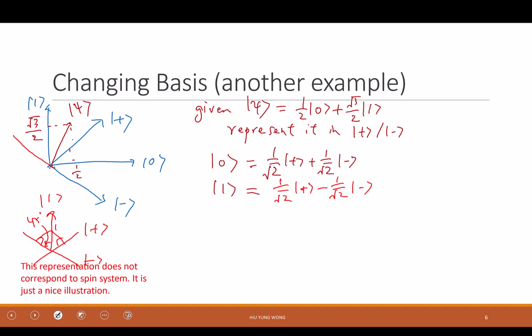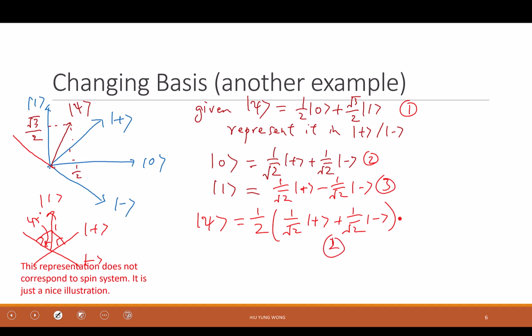So with this, then I can do substitution. Psi equals half of 0. I just plug in this. This is from equation 2, I call this 1, 2, 3. And then plus square root 3 over 2 times 1 over square root 2 plus minus 1 over square root 2 minus. This is from equation 3. Is that okay? Just substitution.